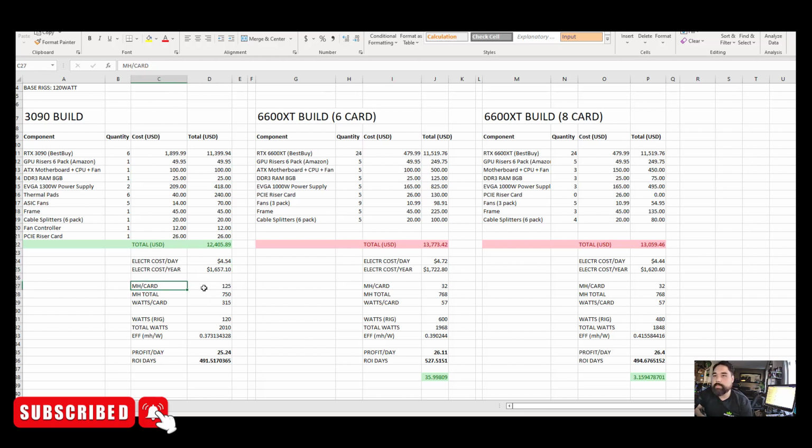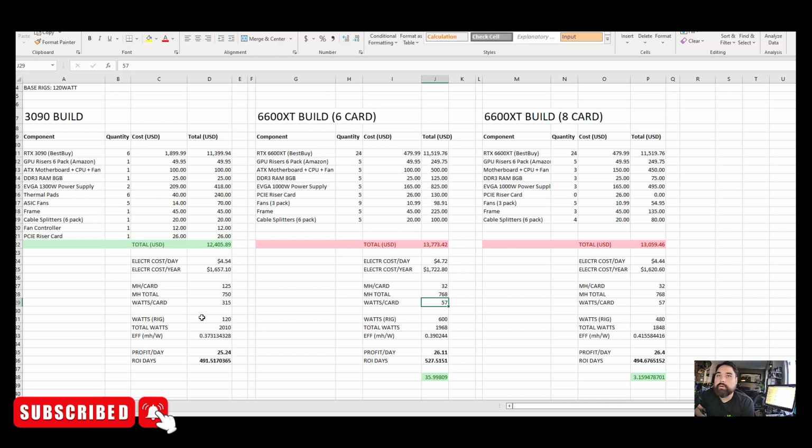As I mentioned, the mega hash per card will be measured this way. Mega hash per card is 125, optimal environment on the 3090, and 32 on the 6600 XTs. Total mega hash on this rig is 750. Total hash rate on these cards is 768. The reason why it's higher is we can't split a card in half, so we had to get a total of 24 cards, and that brings the total to 768 mega hash. Watts per card are here, 315 and 57 respectively.